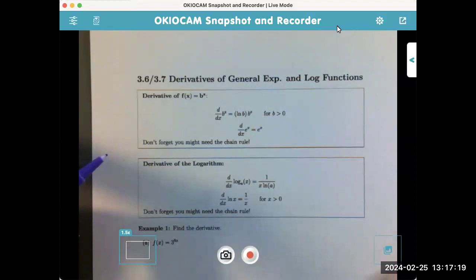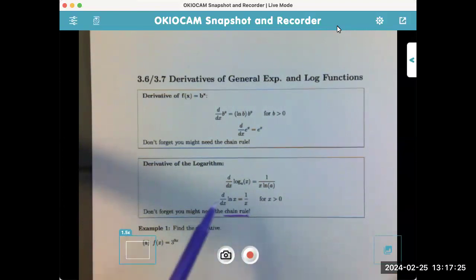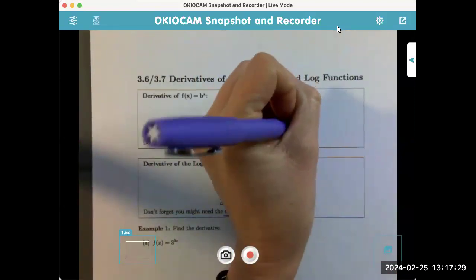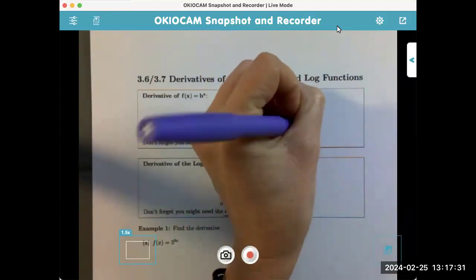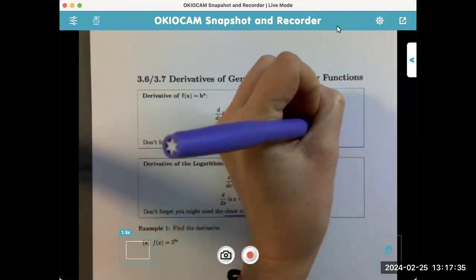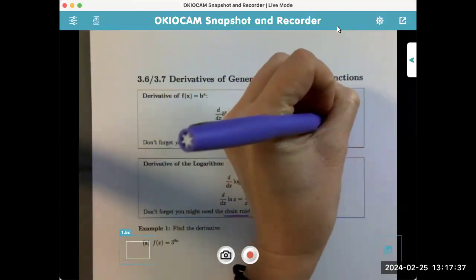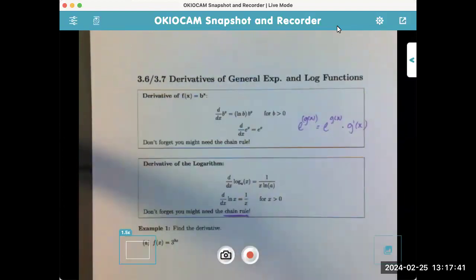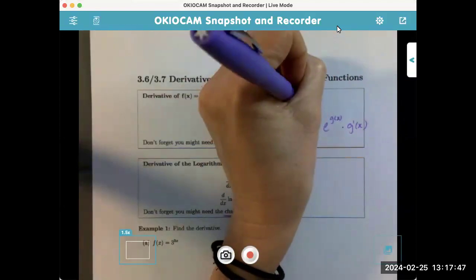Okay, but let's not forget about chain rule. If I have e to the g of x, then it's a copy paste job, then times the derivative of the exponent. Same thing if it's a different base, like, let's say the base is 2.